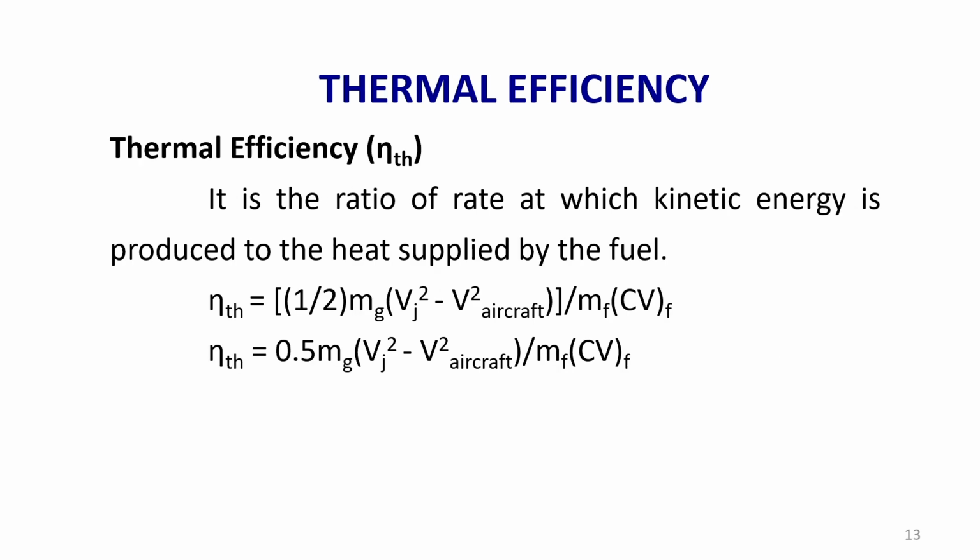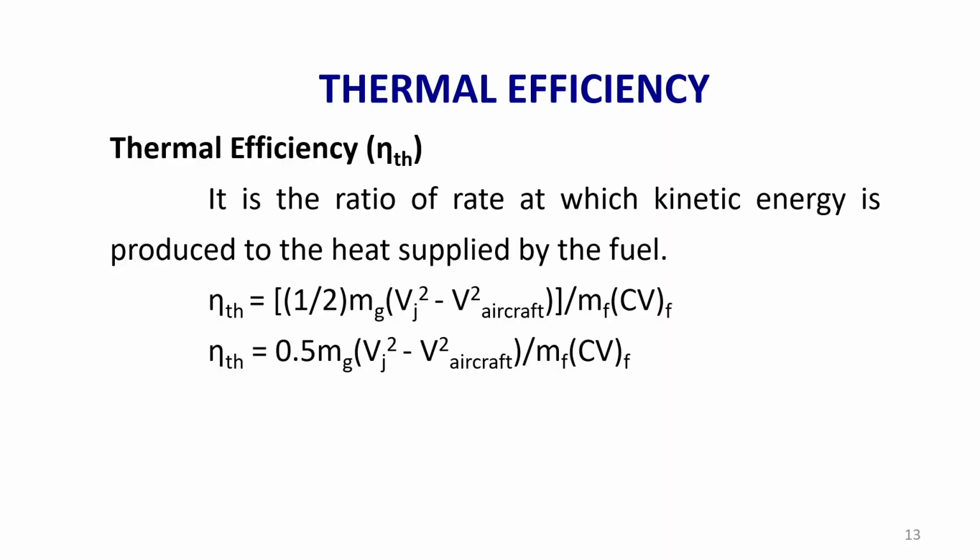Thermal efficiency is the rate at which the kinetic energy is produced. We know efficiency is output by input: the rate at which energy is produced for the heat supplied by the fuel. Heat supplied by the fuel is the mass flow rate of the fuel into calorific value. Mass flow rate of the fuel is in kg per second. Calorific value is kilojoule per kg. The rate at which the kinetic energy is produced is half m v square, half m into jet velocity square minus aircraft velocity square. So that is the formula.